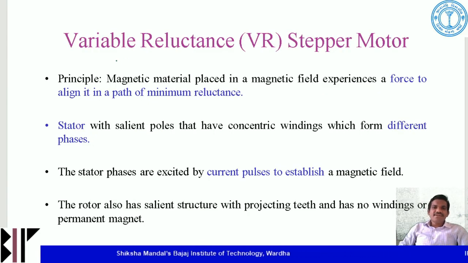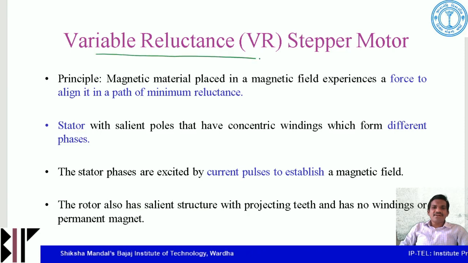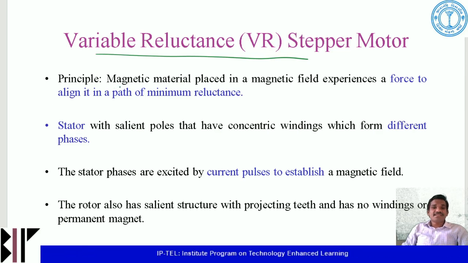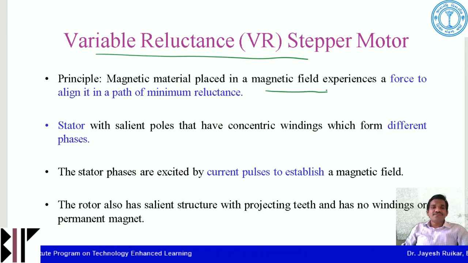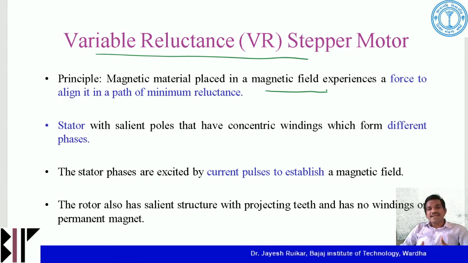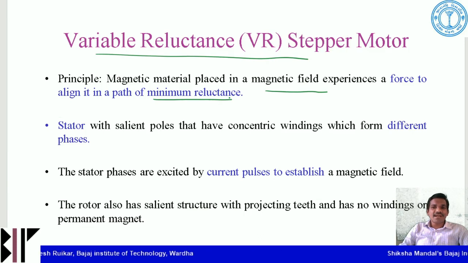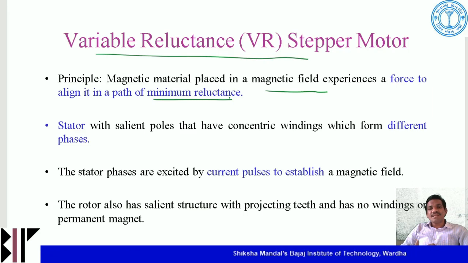Then we will see the variable reluctance, or VR stepper motor, or stepper motor without permanent magnet. Again it is based upon the principle that when you place any magnetic material in a magnetic field, it will experience a force which will align this magnetic material to a common path. That common path relates to the minimum reluctance. So whenever minimum reluctance is there, on the basis of that, the magnetic material placed in the magnetic field is aligned to a specific path.